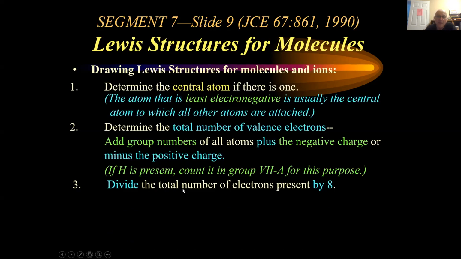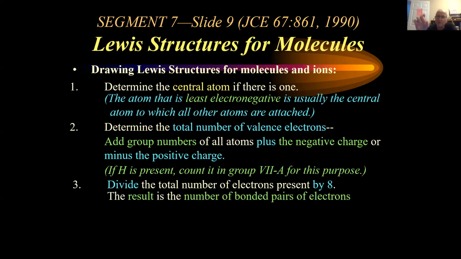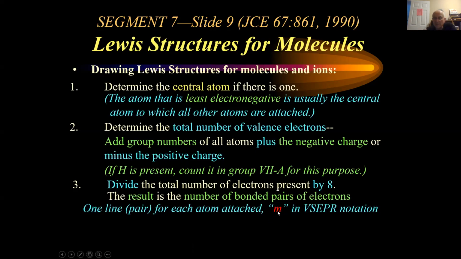Okay, now I said the objective is to find out how many octets you can make. And remember, the octet is a stable arrangement of electrons, and it's a good arrangement. So to do that, you take the total number of valence electrons you've got and divide by 8. That will give you the number of octets that you can produce. And that's going to be the number of bonded pairs of electrons, or the number of other atoms that are going to be bonded to that central atom. So in the VSEPR notation, that was the M.